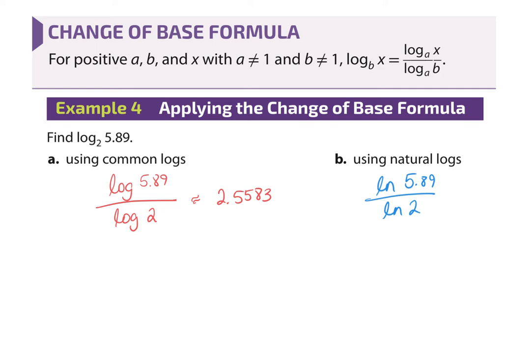Which means, by the way, if in your calculator then you did 2 to the 2.5583, it should be approximately 5.89, because that's what you found. 2 to what power equals 5.89? All right, that's what you're asking when you're asking this. All right, and so you can always check your answers here, by the way, by taking your original base to the power of whatever you found when you did change of base. All right.